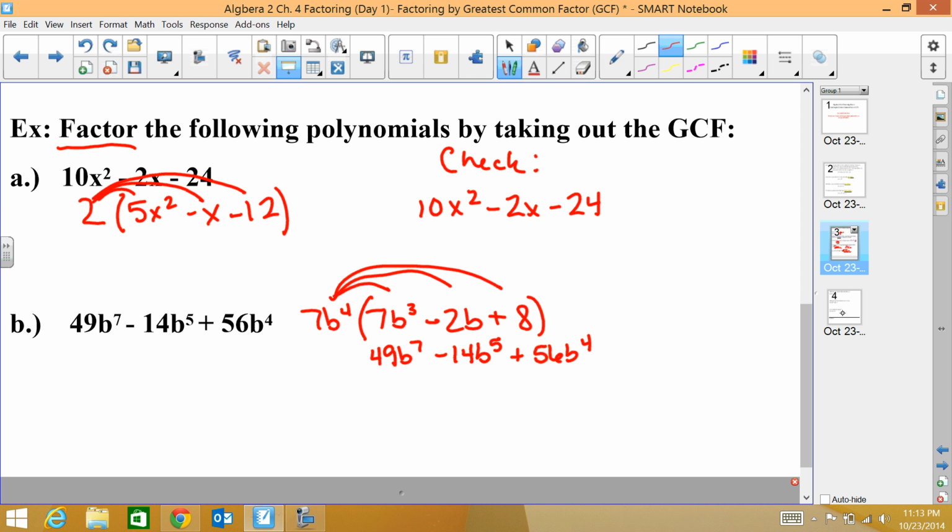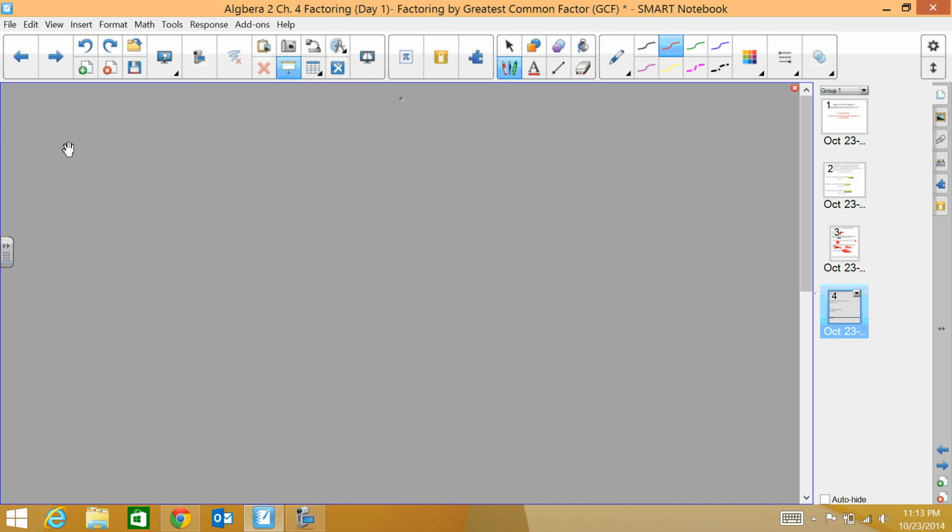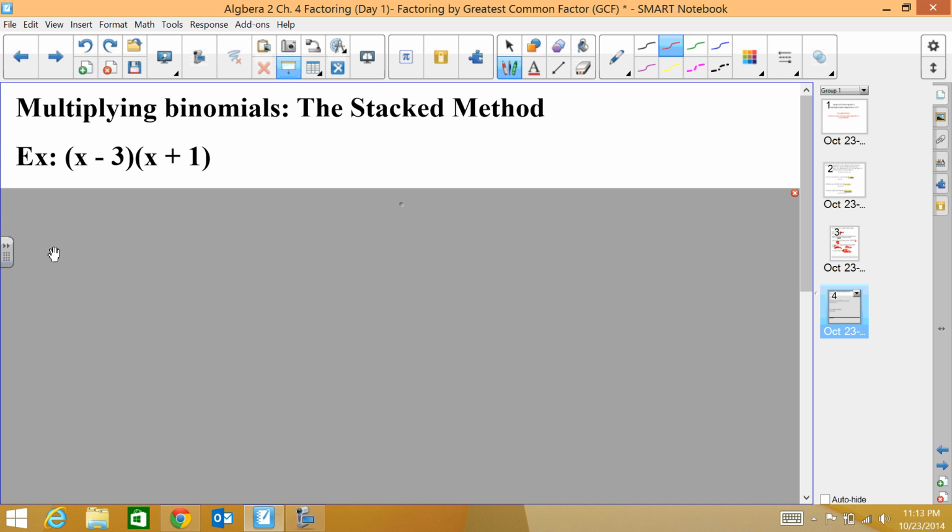Alright, one last thing and then we're finished. Multiplying binomials. So remember, a binomial is just a polynomial that has two parts. So I have one two-part binomial and another two-part binomial, and I'm going to multiply these together because the parentheses next to each other implies that we're multiplying.